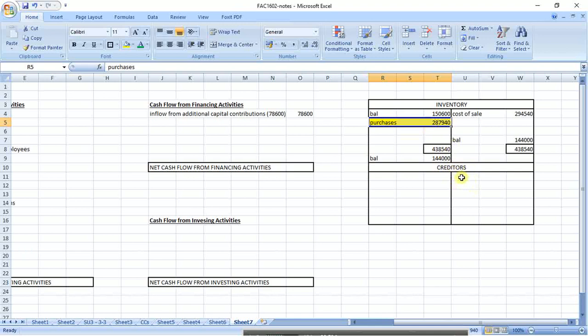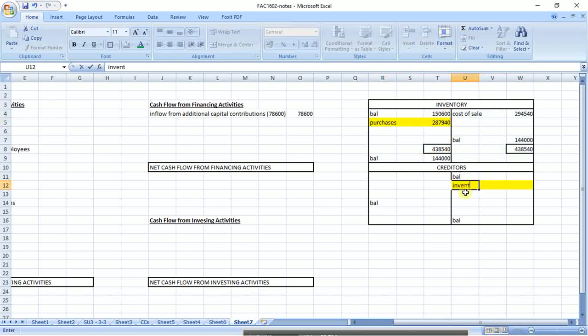Where do the purchases go? To creditors. Creditors is what type of account? A liability. So opening balance, balance at the beginning, balance at the end. Okay, so in this question they gave you some more information, so you didn't actually have to do this. I'm just showing you how to do it, because if you weren't given that, then you'd have to draw up the purchases to get it.